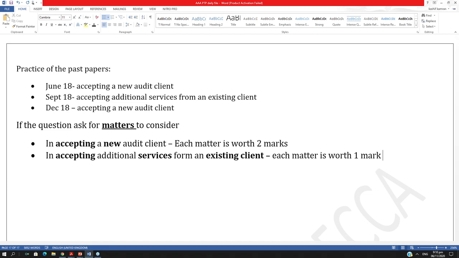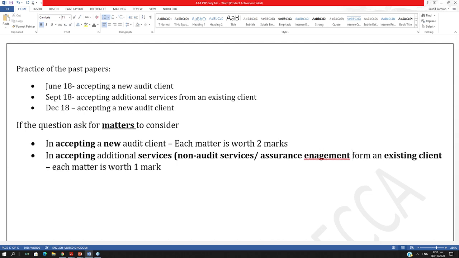Saida Mehek, non-audit services is the additional services, right? The additional services are known as the non-audit services. Non-audit services, or the additional services, are also known as assurance engagements. So they can be different forms of the same terminology.